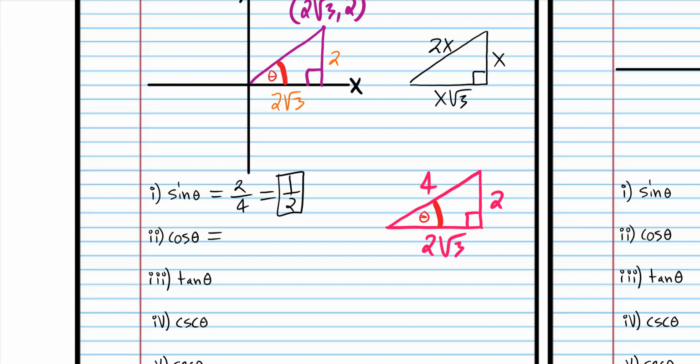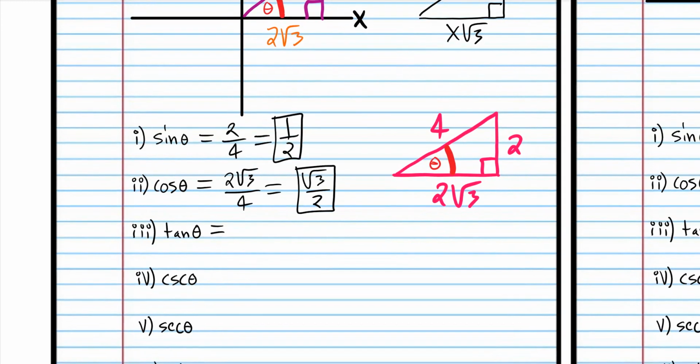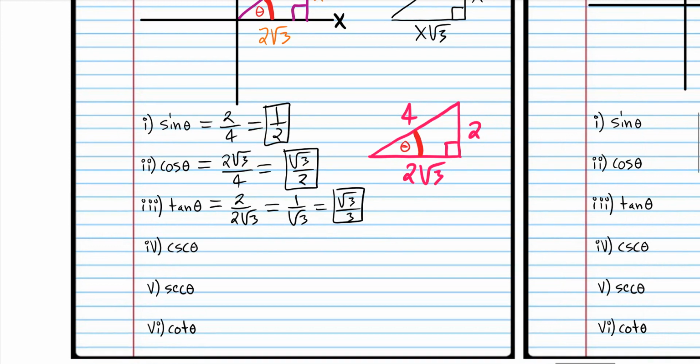Cosine theta is the side adjacent to the red reference angle divided by the hypotenuse, and 2/4 reduces to 1/2. Very familiar ratio. Tangent theta is equal to the side opposite the red reference angle divided by the side adjacent. The 2's cancel out. Multiply both sides of the fraction by root 3, and we get root 3 over 3.